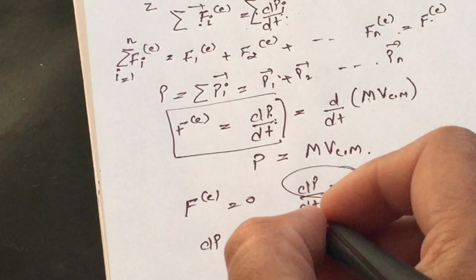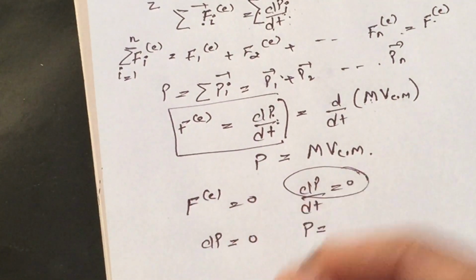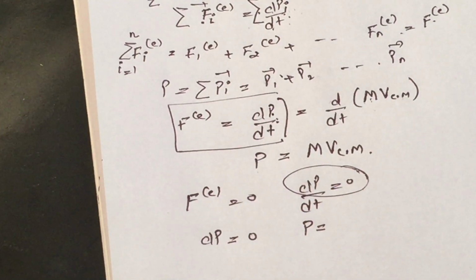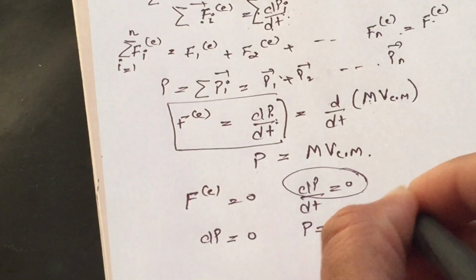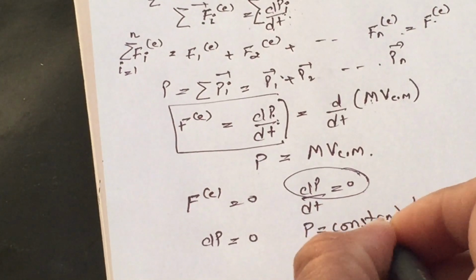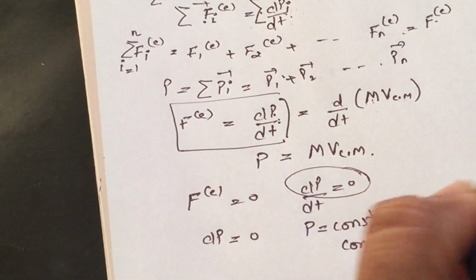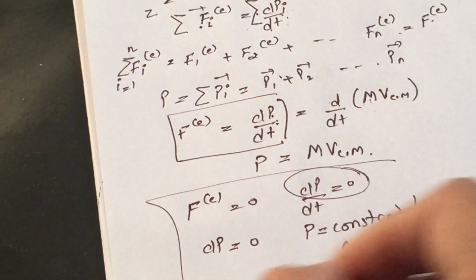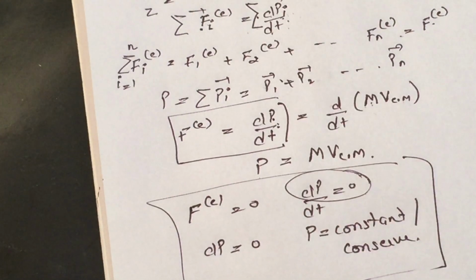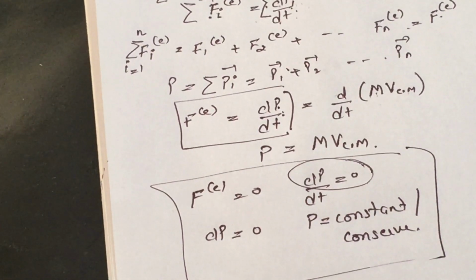If the change in the momentum is 0, it means the physical quantity is not changing with time. It means the physical quantity is constant, or the physical quantity is a conserved quantity. It means it is not varying with time. This is the law of conservation of linear momentum for a many particle system.